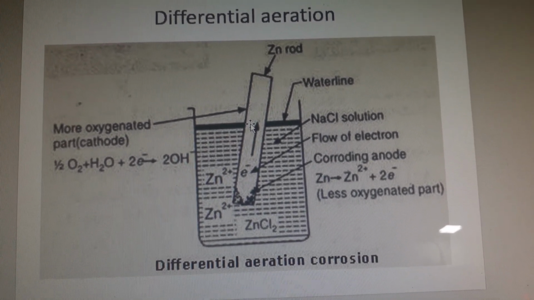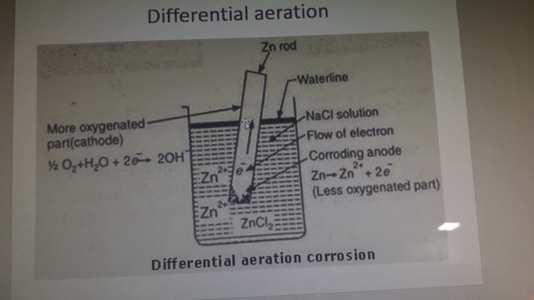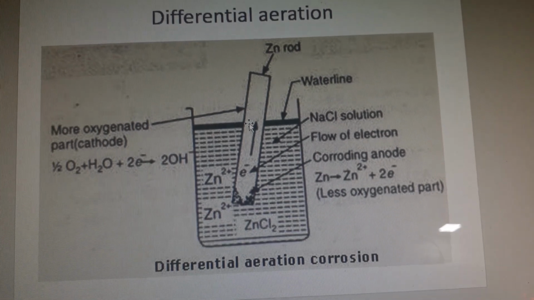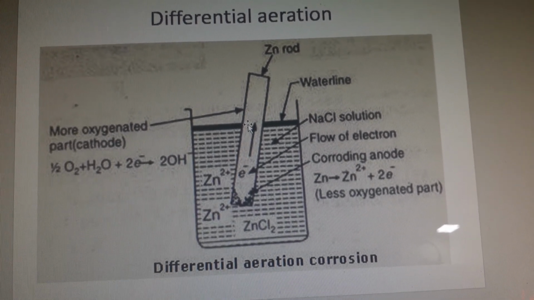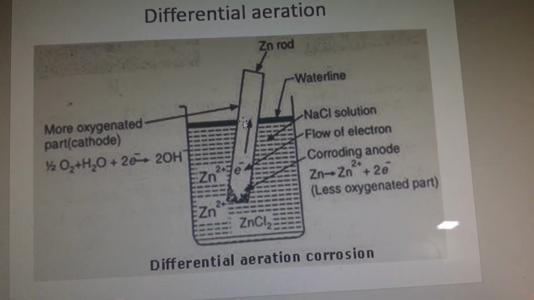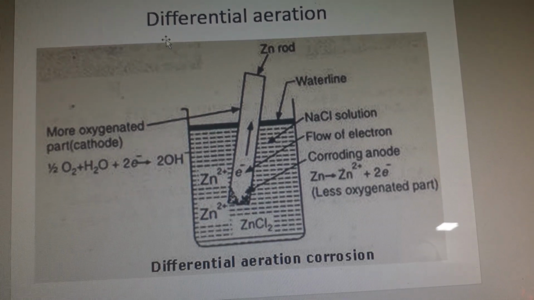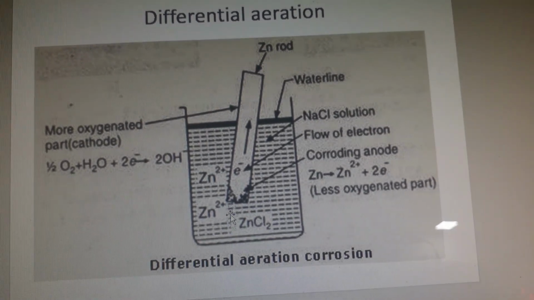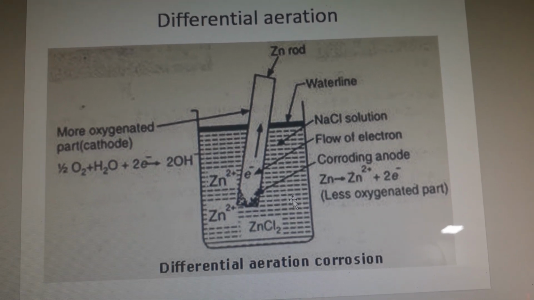So when this question is asked in the examination, explain concentration cell corrosion, then you have to explain first the difference in electrolyte concentration that we have seen in the previous slide, with the diagram. Then you also have to explain differential aeration by giving this diagram, reactions and explanations.